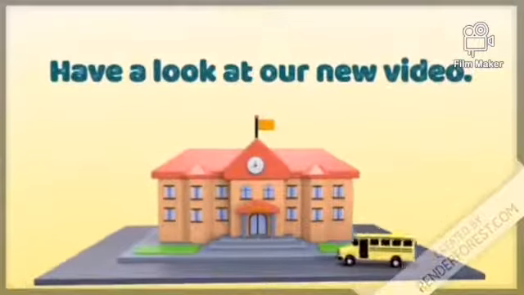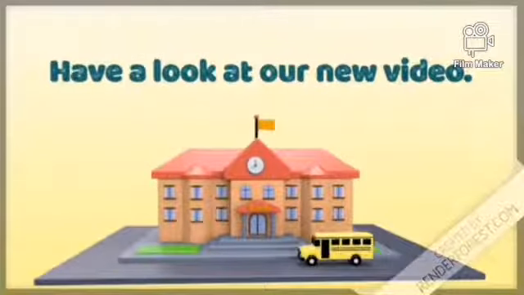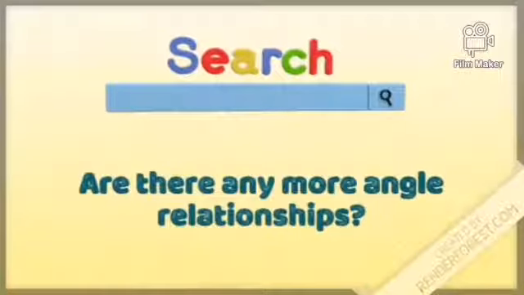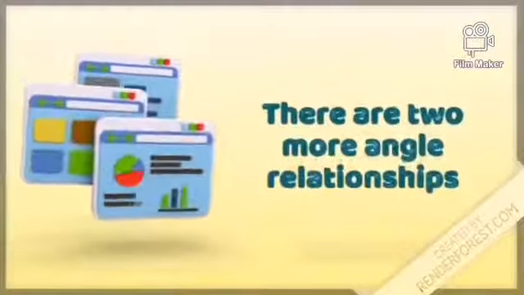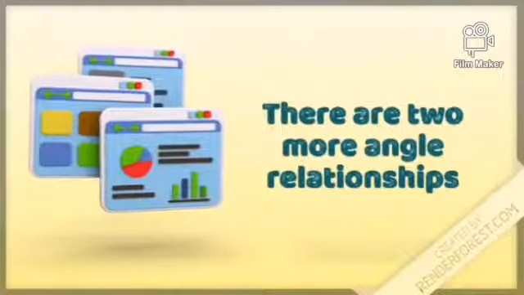Hello everyone, we have learned a lot about the angle relationships. We have learned about the congruent angles, the adjacent angles, and the vertically opposite angles. So do you think we have more angle relationships? Let's see. We still have two more angle relationships.